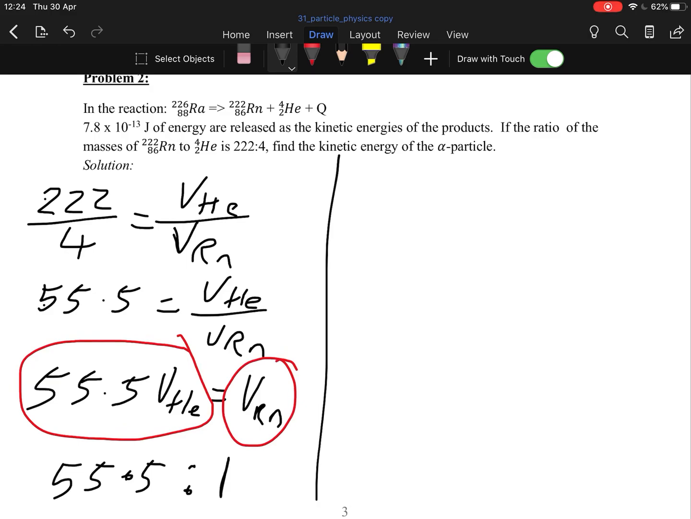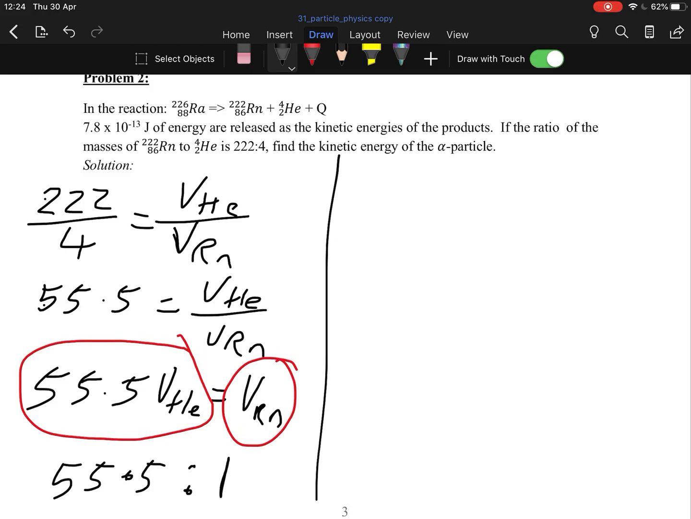So radon is getting, it's not radon, it's Rn. I'm going to call it Rn because I'm having a brain fog moment again. But basically, it's got a larger mass. So therefore, in order for the momentum to be the same, the helium has to be moving faster to make up for the lack of mass. Okay, so that's our ratio of 55.5 to 1.